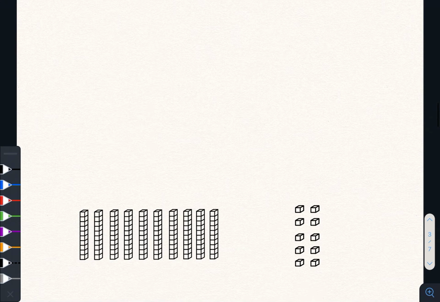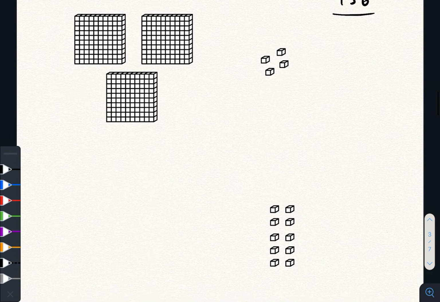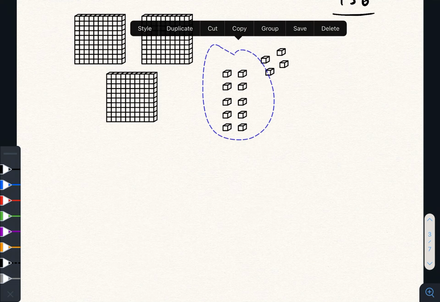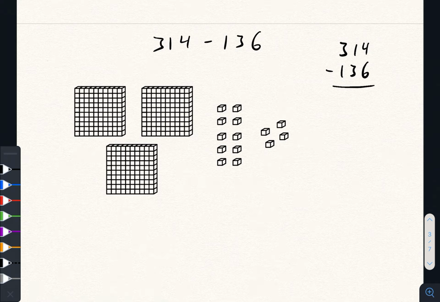So I have to take this 10 right here and exchange this for 10 singletons. Okay, so I'm going to bring these up here. So I'm making that exchange right here. So this is still the number 314, but I made this exchange right here.